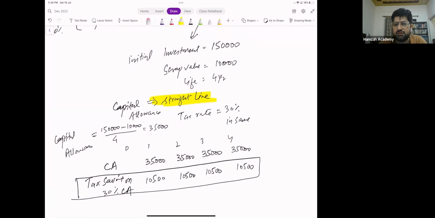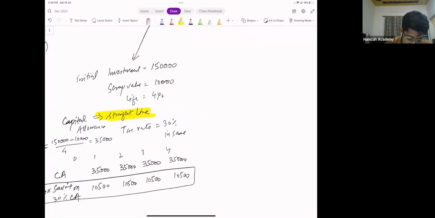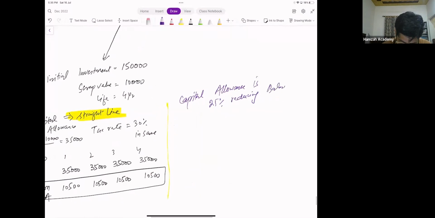All right, let us proceed towards the other method, the reducing balance method. For example, they say capital allowances, 25% reducing balance method. All data is the same. 0, 1, 2, 3, 4. Now, first of all, we need to calculate capital allowance.